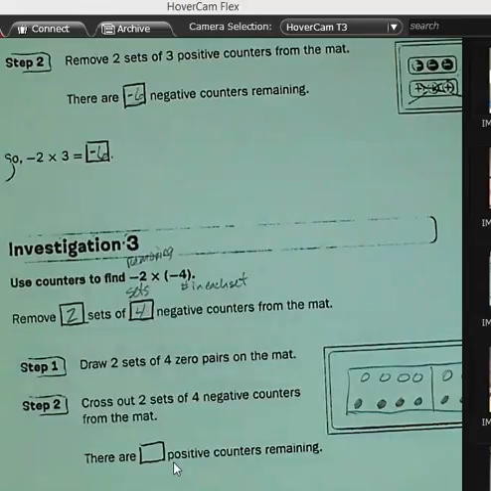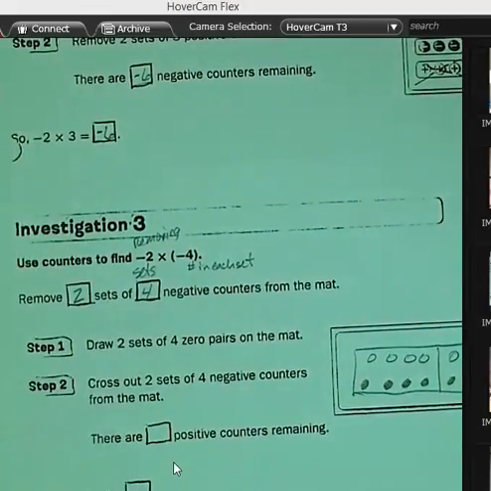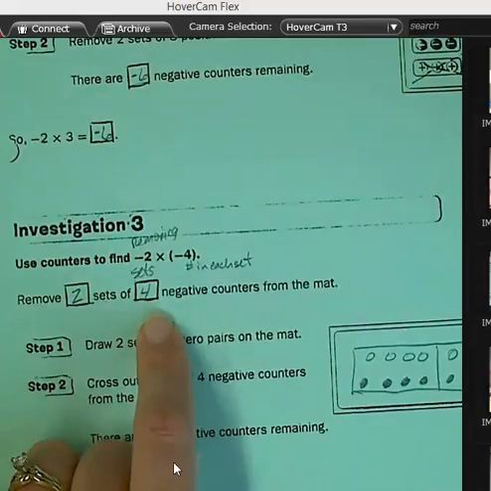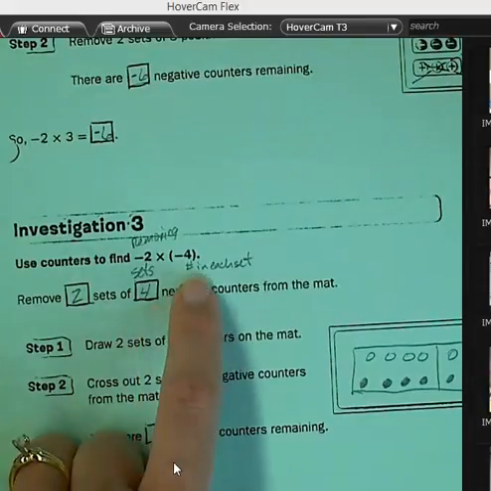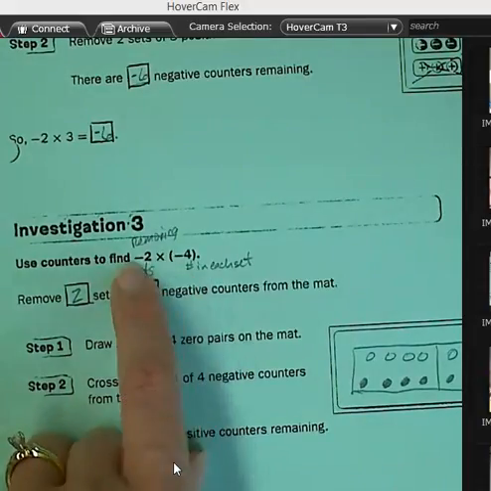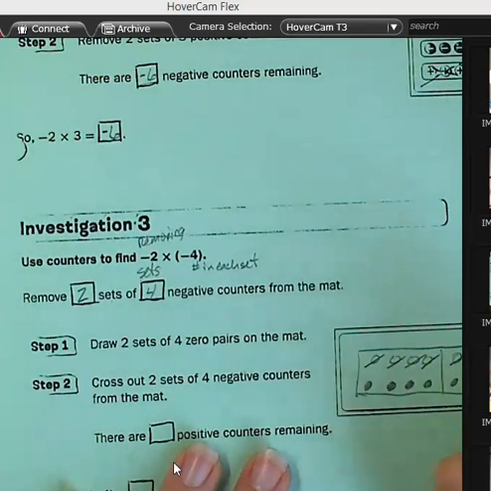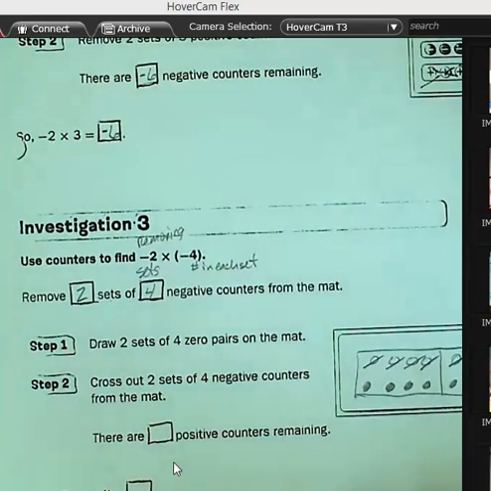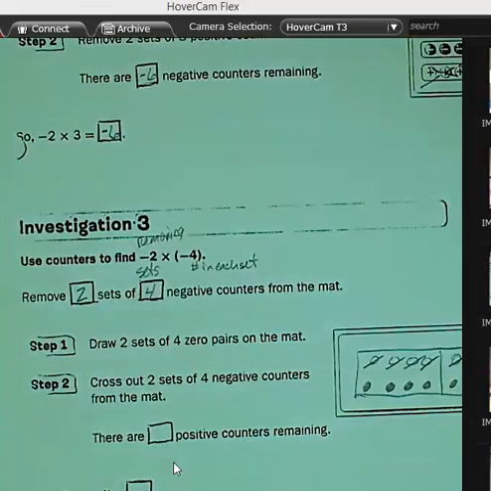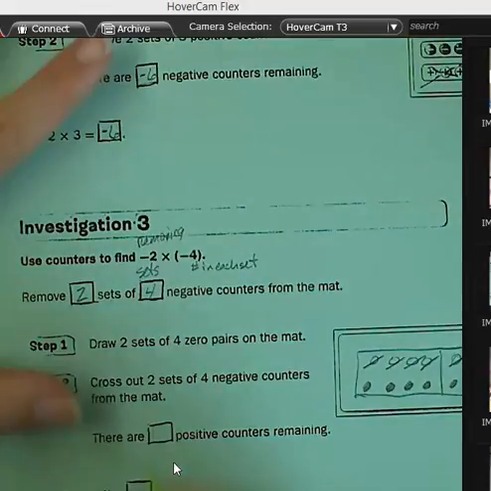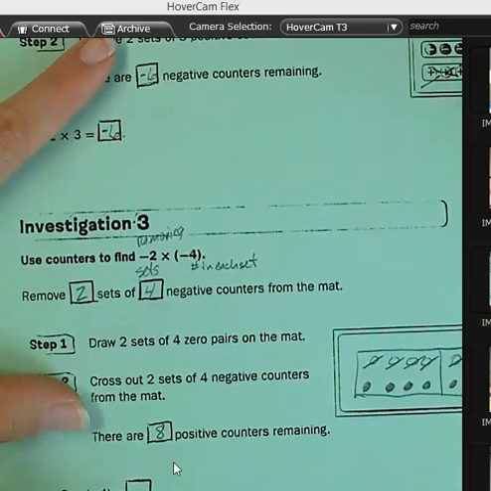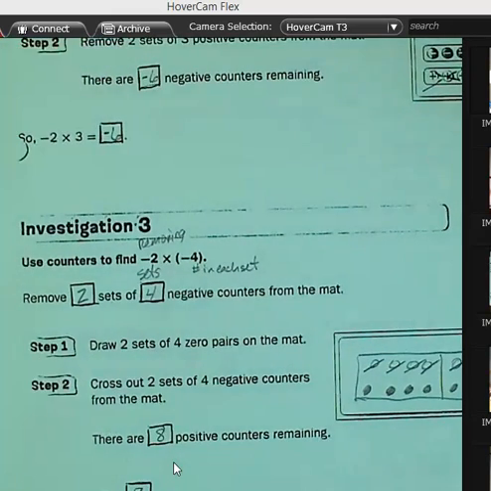Now what am I going to cross out on my chipboard? What am I crossing out this time? What do they want us to get rid of? My negative counters, right? Because it says take away 2 sets of 4 negative counters. So I'm going to take away those 4 negatives and those 4 negatives. And what am I left with? I'm left with how many counters that are positive? 8 positive counters. And so now I get a negative times a negative, and I'm left with a positive. My positive chips are what's left.